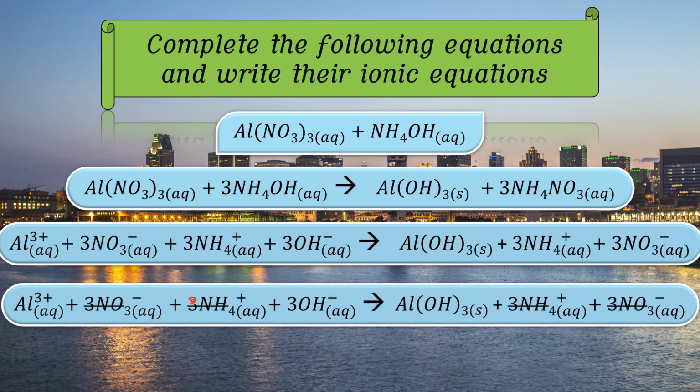So after elimination, we see that our nitrates have been eliminated and ammonium ions have also been eliminated. So we are going to remain with aluminium ions and hydroxide ions, because we don't have them on the reactant side. On the reactant side, we have aluminium hydroxide. So we eliminate the other ones and then we write our ionic equation.